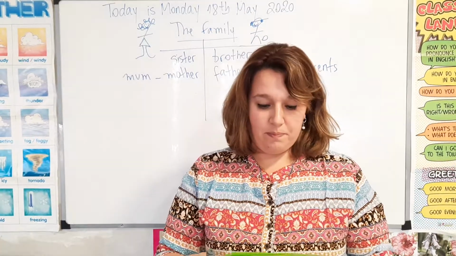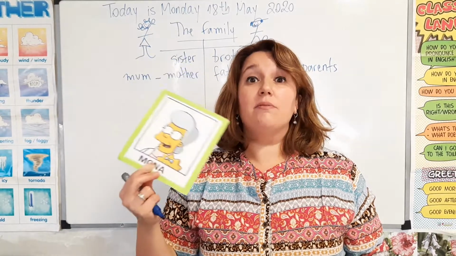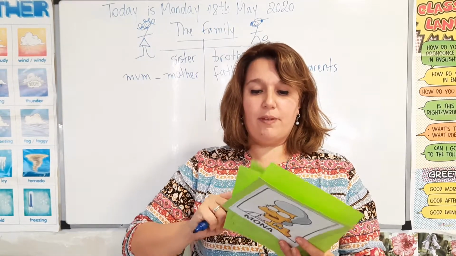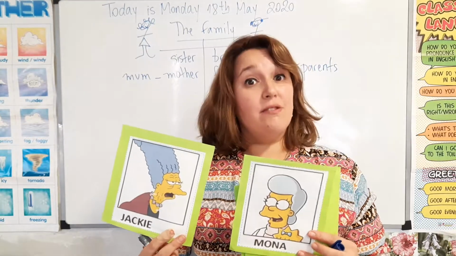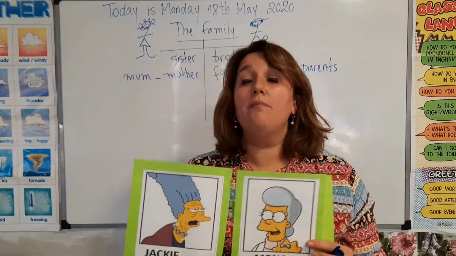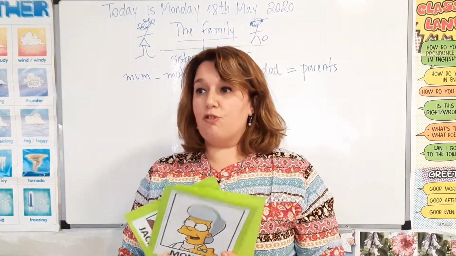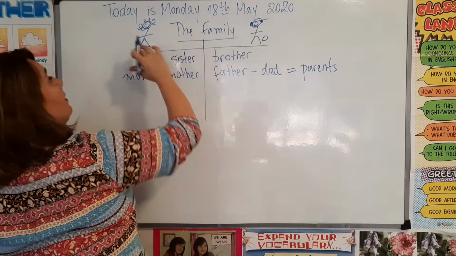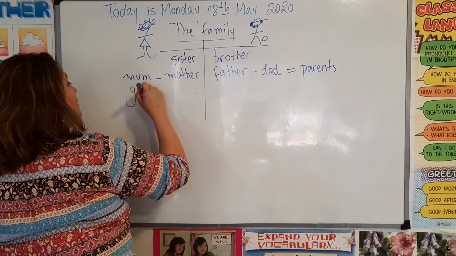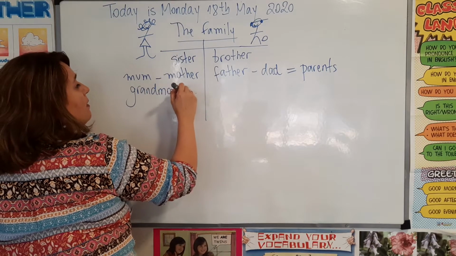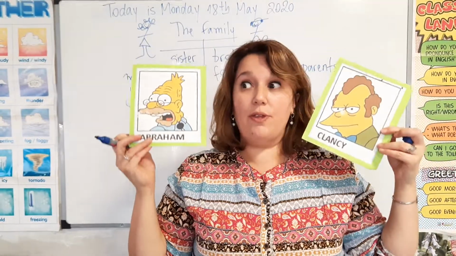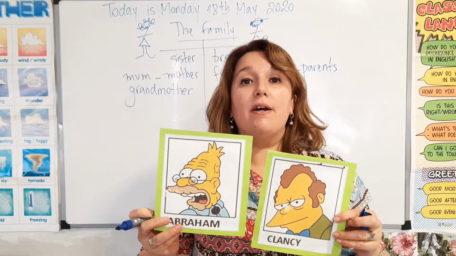Remember, I am Lisa. Mona is my grandmother. Yes? Mona is my grandmother. Jackie is my grandmother. They are my grandmothers. So, grandmother. I will put it here, right? Because they are girls. Grandmother. Right? Abraham and Clancy, they are my grandfathers. Grandfathers. Yes.